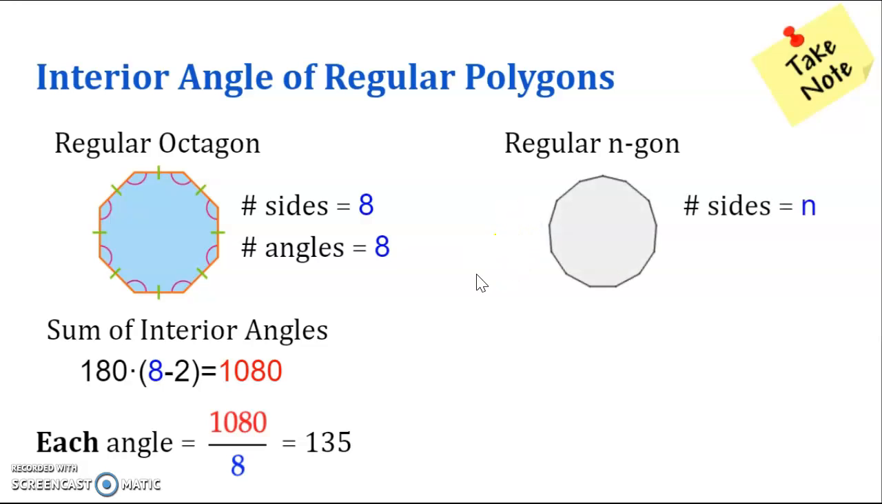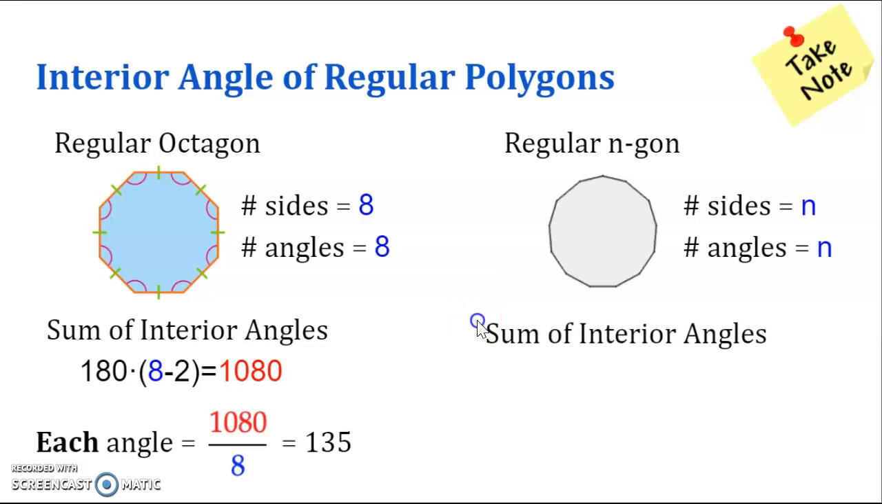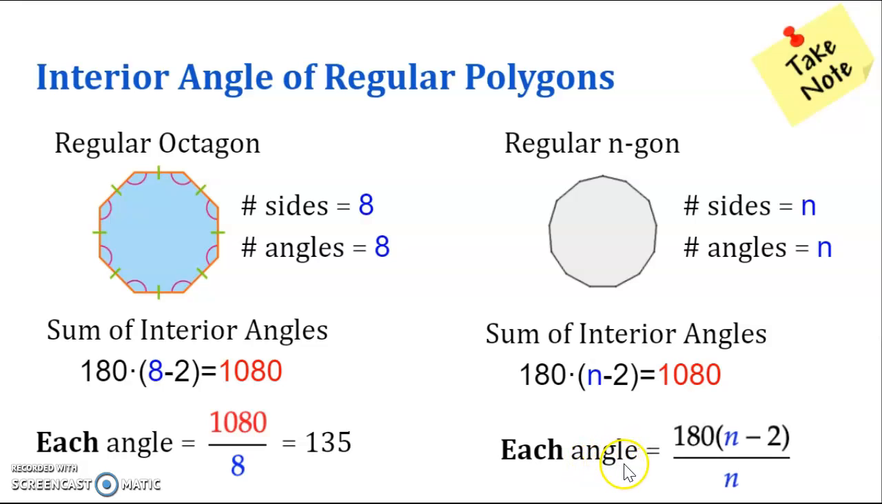What about a regular polygon? We can generalize it with n. The number of angles is n. The sum of interior angles is going to be n minus 2 multiplied by 180. And so each angle is going to be 180 multiplied by n minus 2, and then divided by the number of angles, which is n.